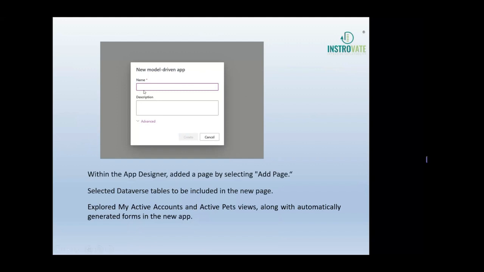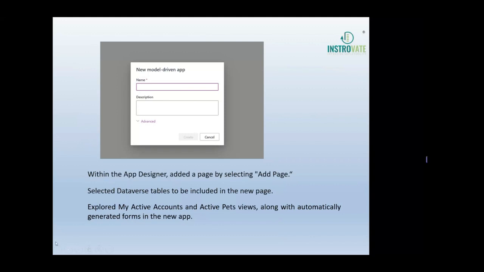Here, I have named my application Pet Grooming. Within the app designer, you go to add a page by selecting Add page, and from there you can select a Dataverse table, or a table from Excel or SharePoint. So from wherever you have the data, you can select your data table, and further go on to create the app according to the requirements.